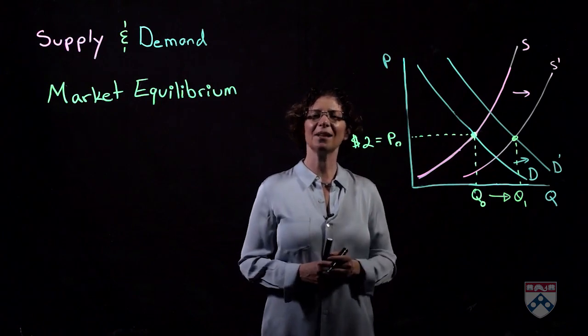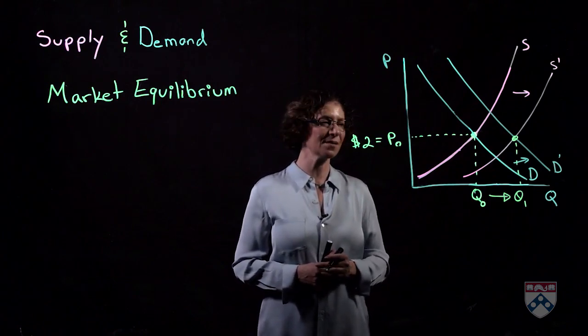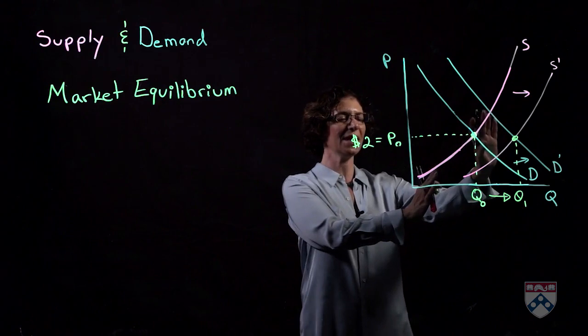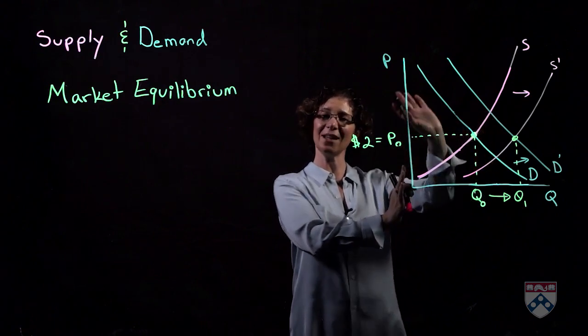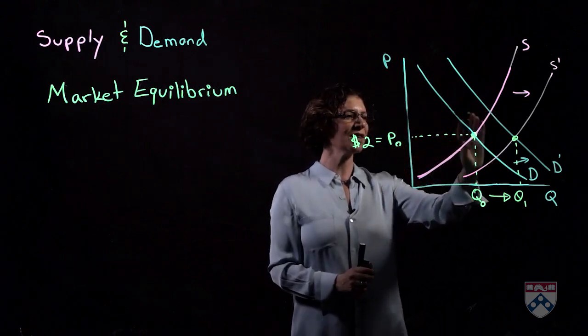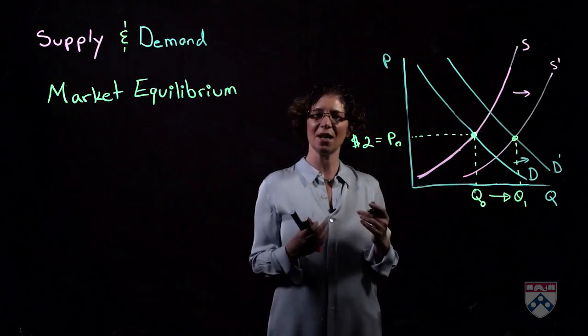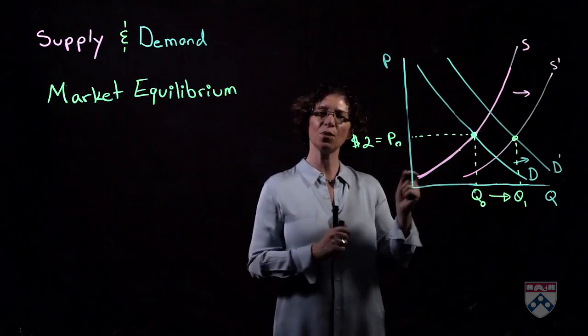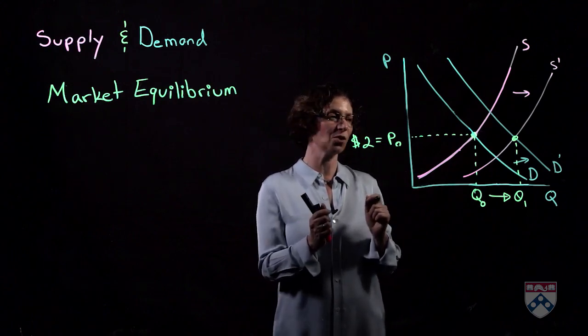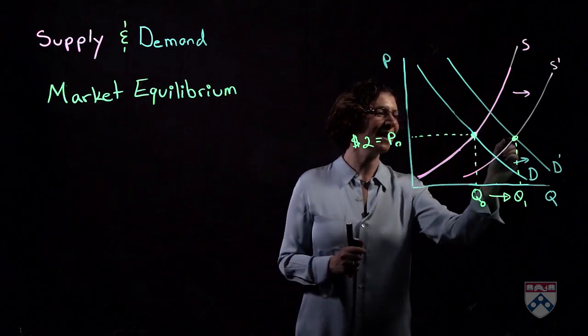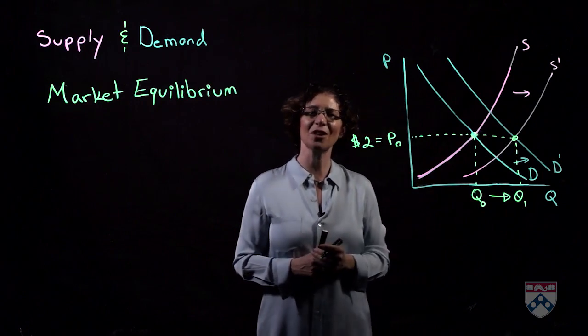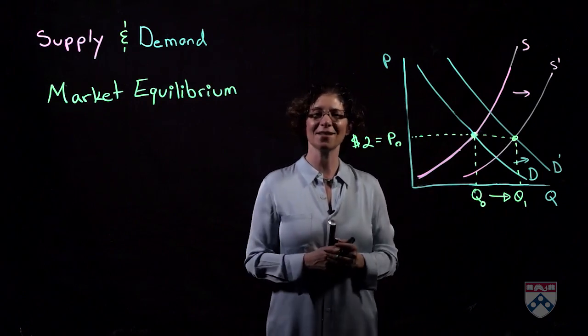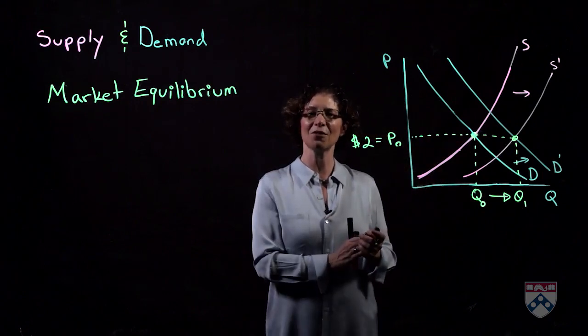But it's not completely clear what will happen to the price. The shift out of the demand curve encourages price to increase, but the shift out of the supply curve encourages the prices to go down. And what will happen to the price depends which of these graphs we shift more. The way I drew it here, it looks like the price won't change at all, but that's just a coincidence. That's just the way I drew my graph.